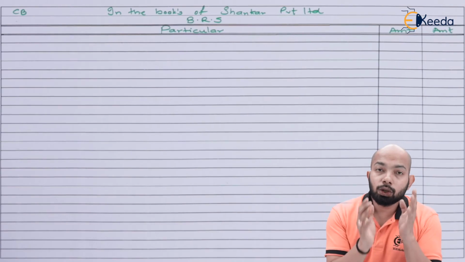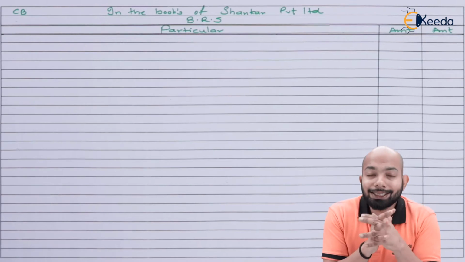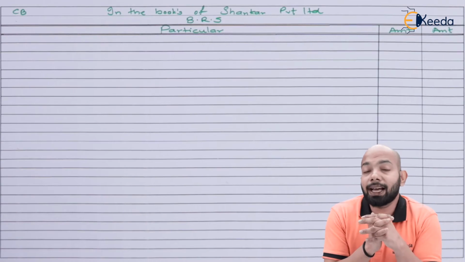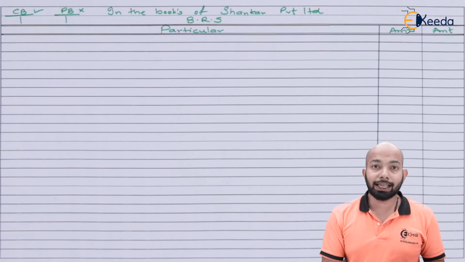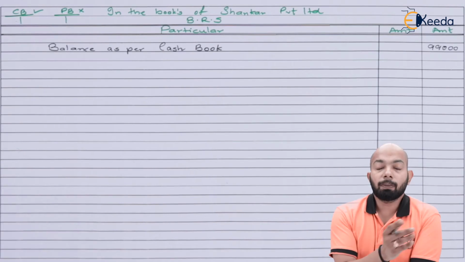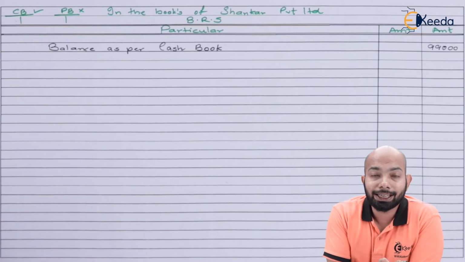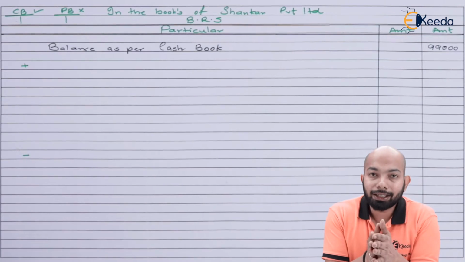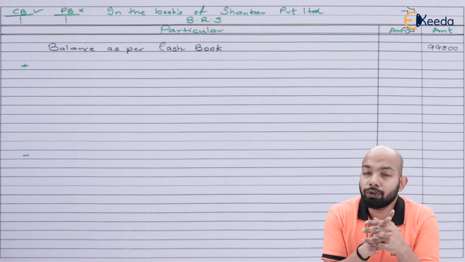Continuation of topic. So we've prepared the format here. Let's start with the opening balance, that means balance as per cash book. So the cash book is correct, the passbook is incorrect here. The balance as per cash book has been mentioned as 99,000. So we have to add certain items to it and subtract certain items from it. Now let's figure out what we have to do here.